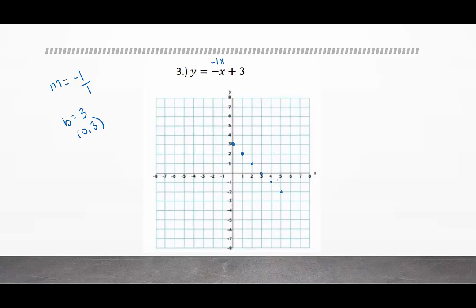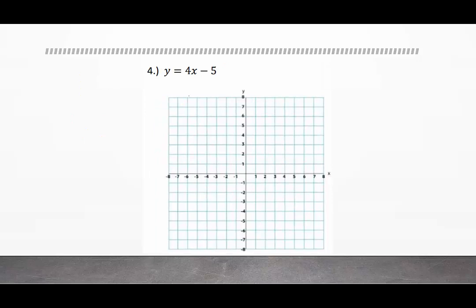Or we can go back to the y-intercept and we could think of the slope as what? I hope you said 1 over -1 because you would be correct. And that would indicate rise 1 and go to the left 1. Rise and left, rise and left. And then using a straight edge, we would connect those and have a beautiful, gorgeous straight line.